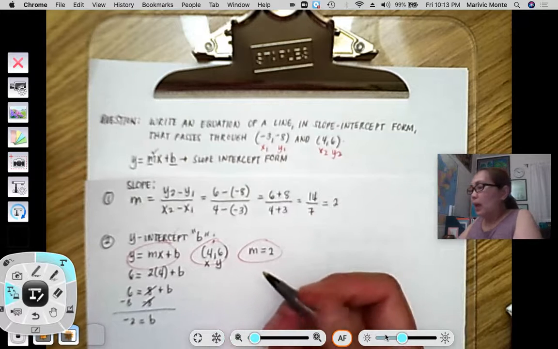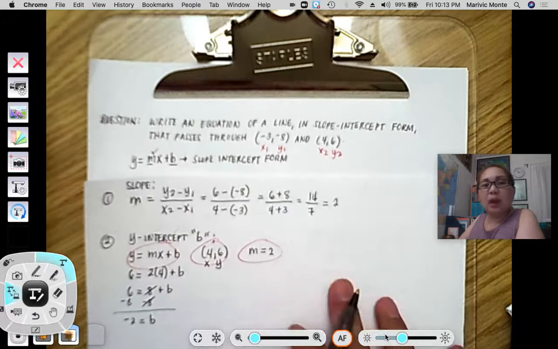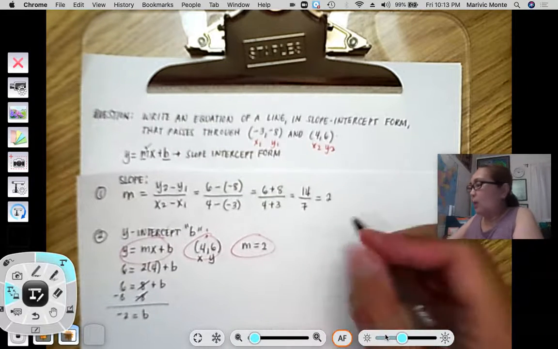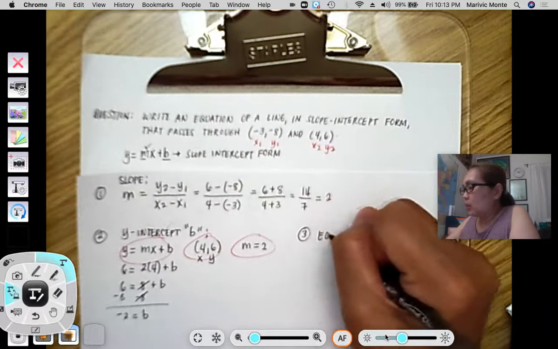So I have my slope and I have my y-intercept. All that's left is for me to write the final equation. And I would call that step 3. And so I would just say equation.